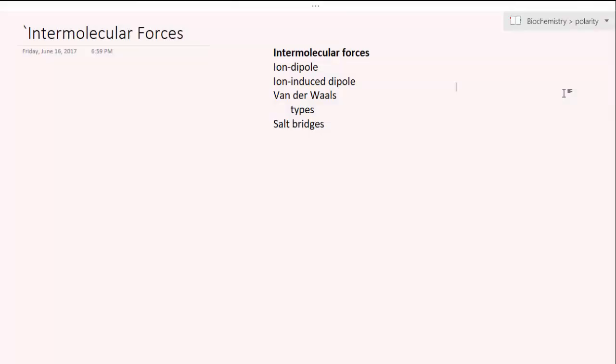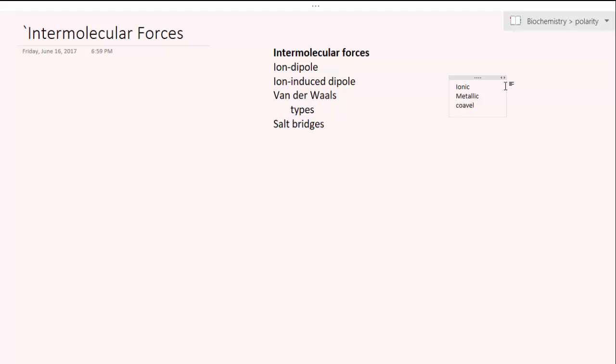Intermolecular forces are forces that act between molecules, not within them. They are interesting because they determine the boiling point of substances and how a substance may react with other substances, so they are important.